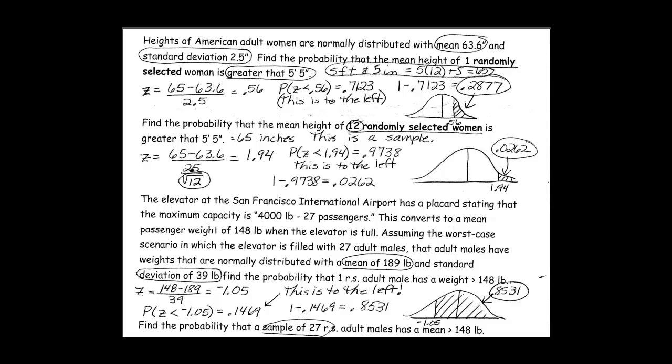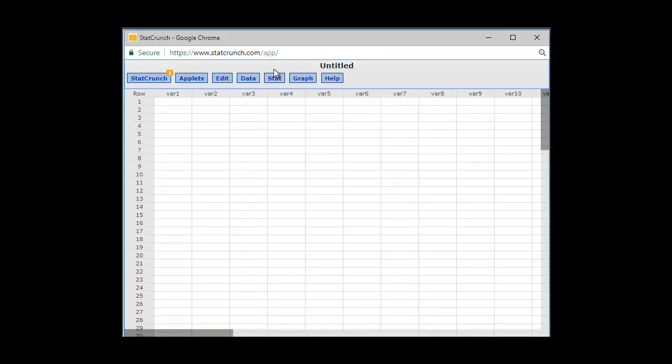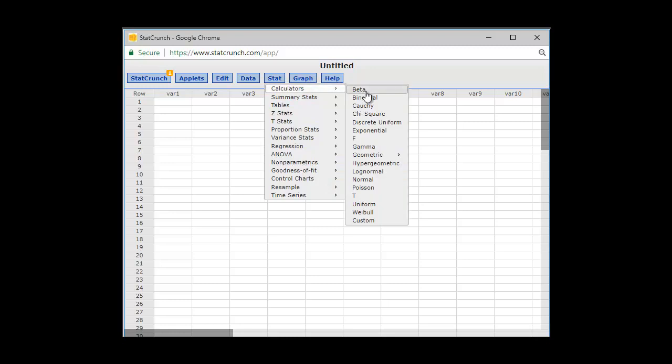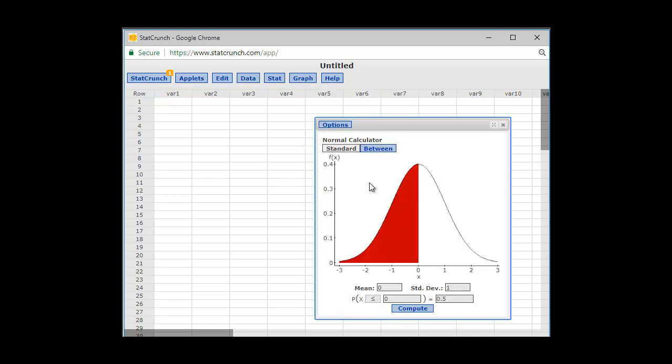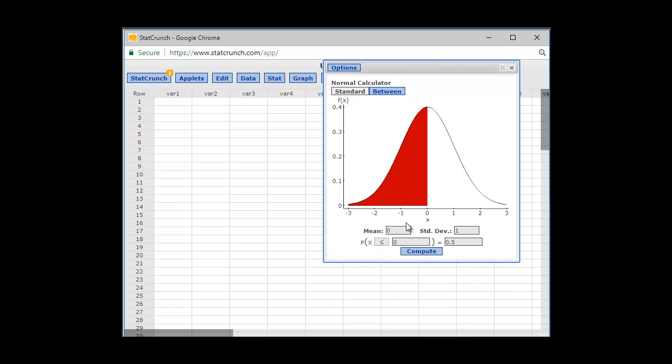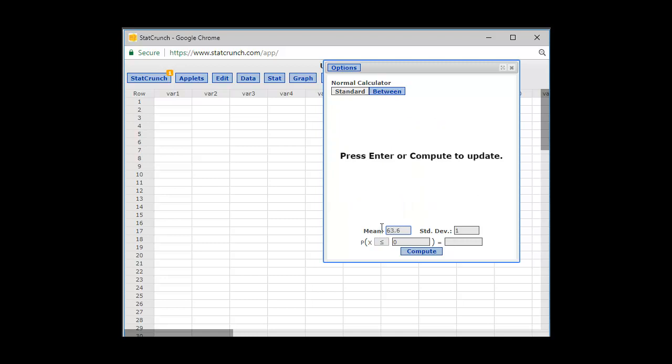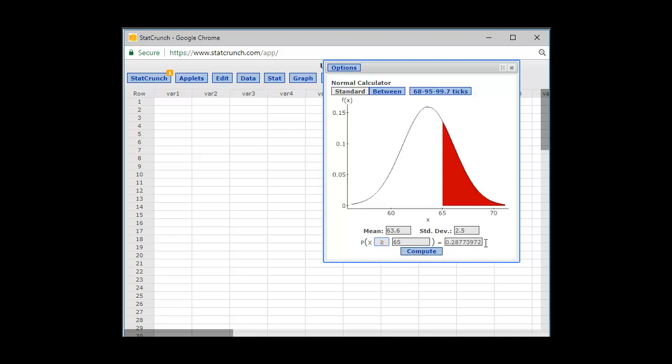I want to go ahead and show you this in StatCrunch. Okay, so in StatCrunch, we're going to go to Stat, Calculators, down to Normal. I need to put in my mean of, I believe it was 63.6, and we've got a standard deviation of 2.5. This is the first part, and we are looking for 65. And remember, we have to change the sign because we're looking for the probability of getting a height greater than that.